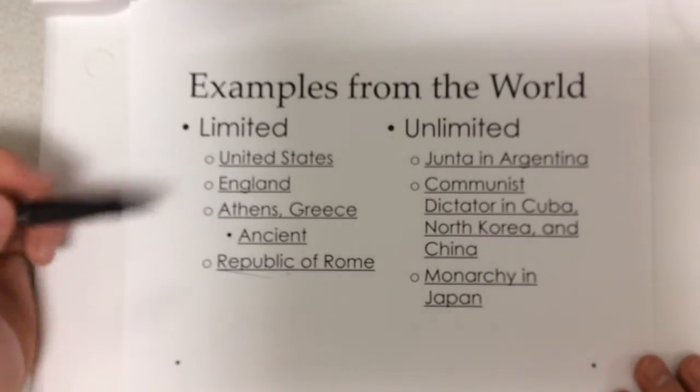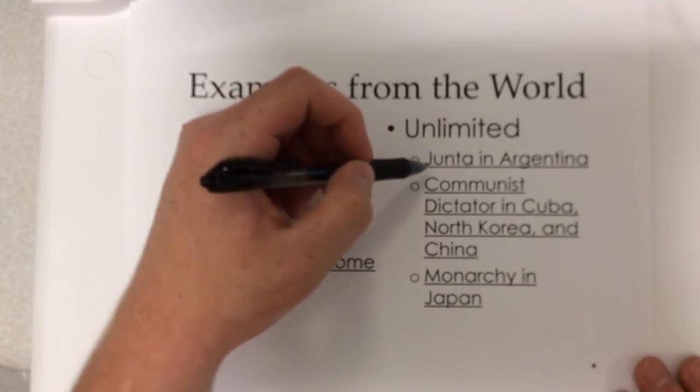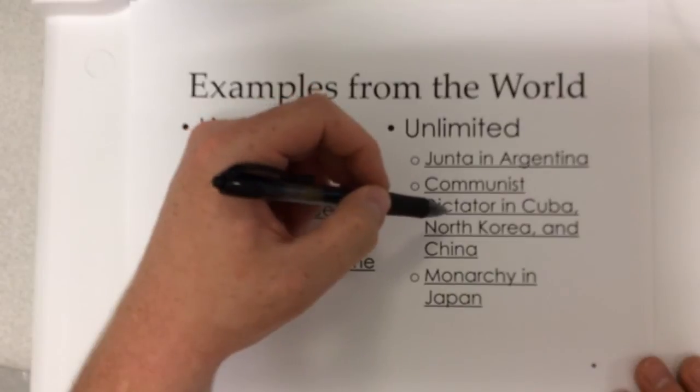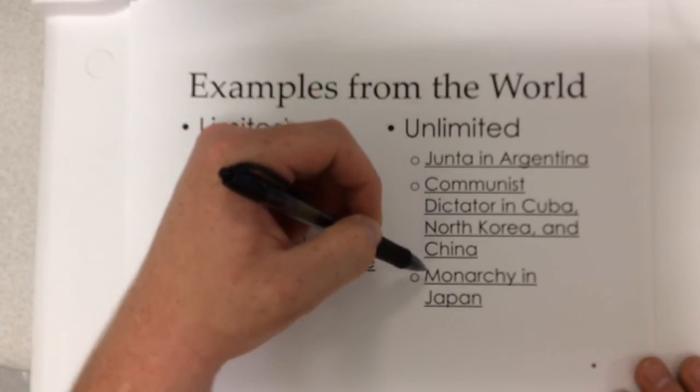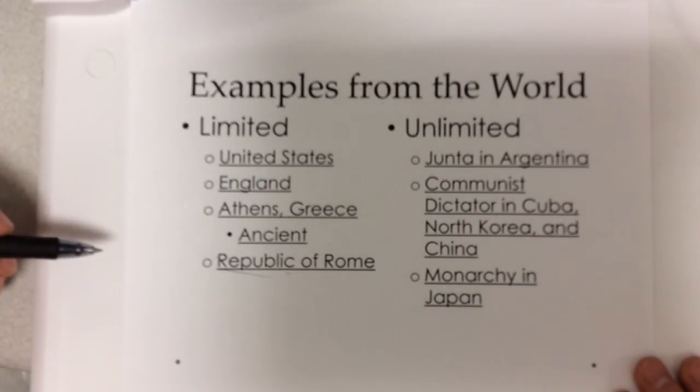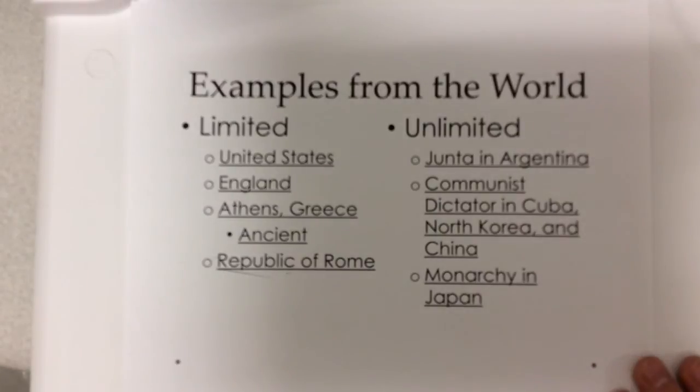It even says republic. Under unlimited, we have a junta in Argentina, as we said before, a communist dictatorship in Cuba, North Korea, and China, and a monarchy in Japan. There are other examples that we're going to look at, but these are just some of the main examples that we'll see throughout the school year. So make sure we get everything copied down in our notebook and be ready for the next set of instructions.